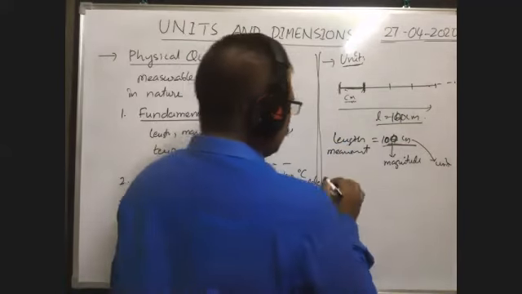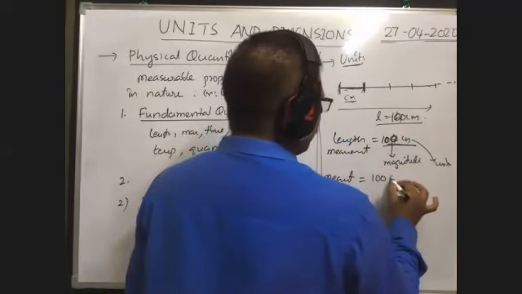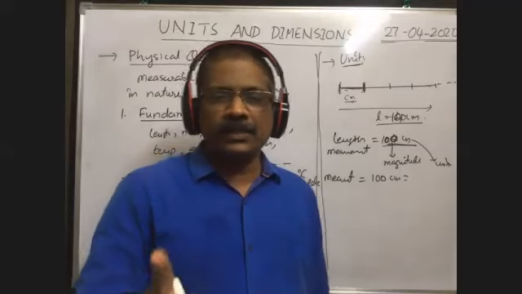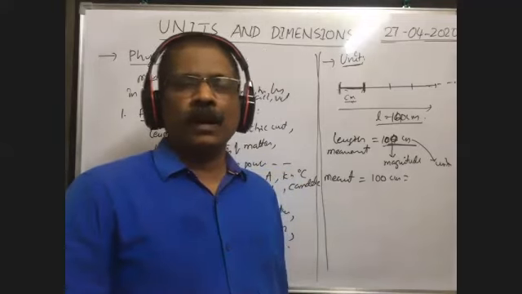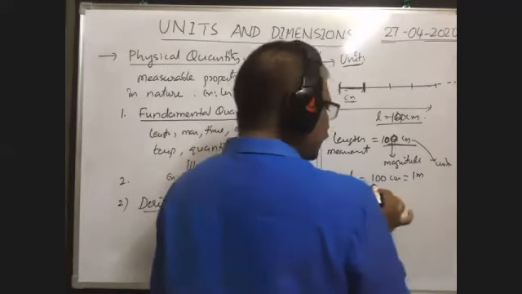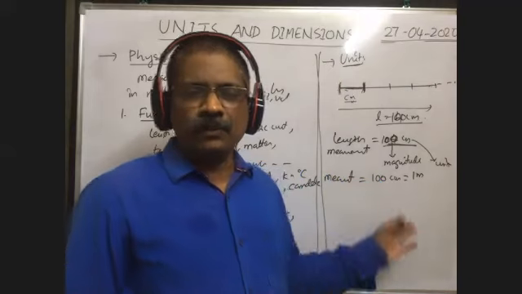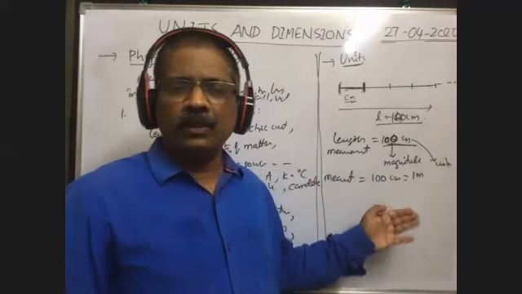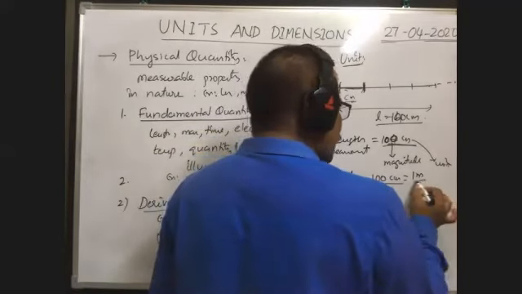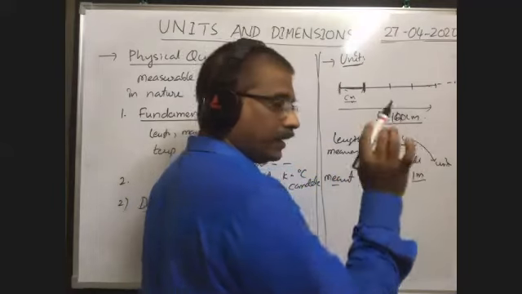Therefore, if you take any measurement of length, that is equal to 100 centimeter. Suppose you want to express this in meter. 100 centimeter is equal to 1 meter, no? So this is equal to 1 meter. Is there any difference between 100 centimeter and 1 meter? No. That means this measurement is the same. These two are the same, but one is measured in the CGS system and the other in the SI system.